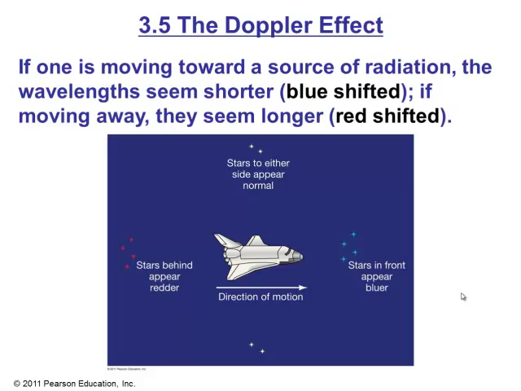So the Doppler effect is this shift in the wavelengths. When a source is coming closer to us, or we're coming closer to a source, then we say we have a blue shift. If we're moving away from a light source, or the light source itself is moving away from us, then we say that we have a red shift.